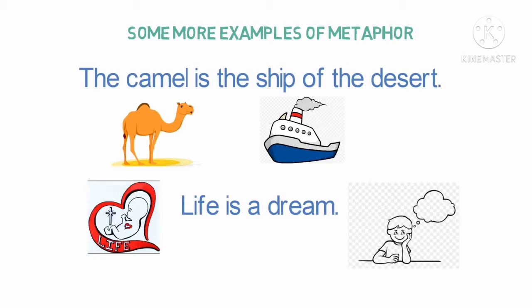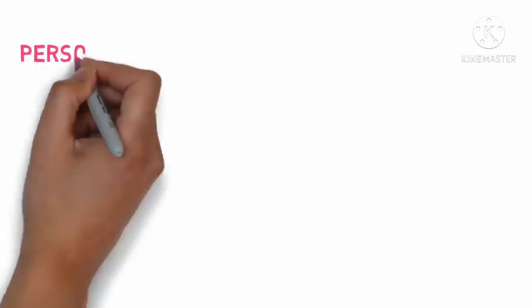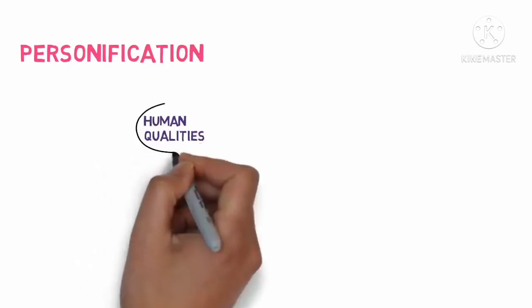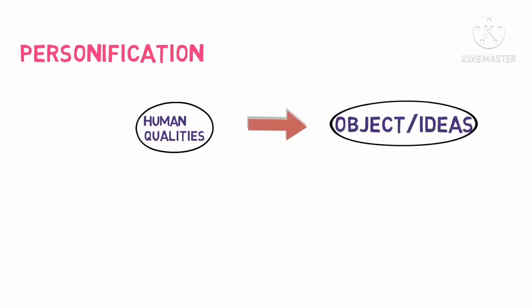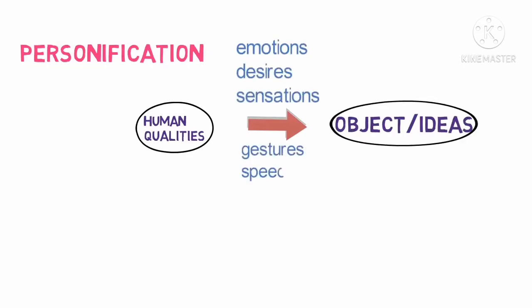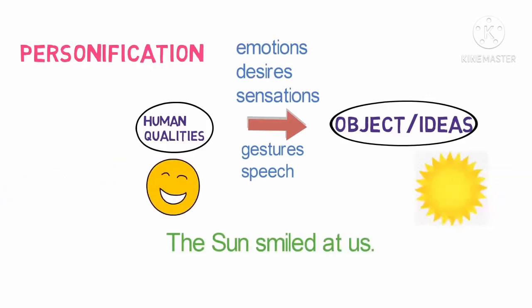Let's look into the next type of figure of speech, personification. Personification is a figure of speech where human qualities are given to objects or ideas. These qualities may be emotions, desires, sensations, gestures, and speech. Let's look into some sentence examples of personification. The sun smiled at us. Here we are giving a quality of a human, which is smile, to an object, sun. So personification is used here.